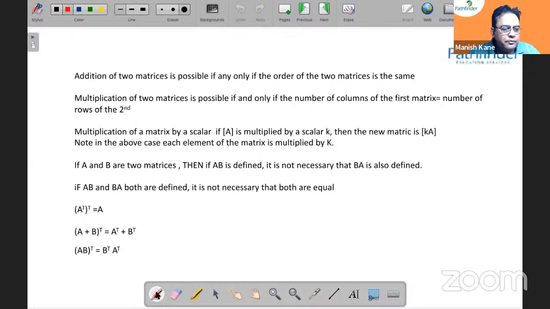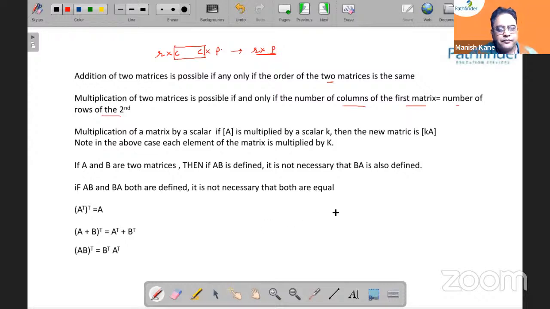Okay. Now, some more properties which you should just quickly revise. Addition of two matrices is possible if and only if the order of the two matrices is the same. Multiplication of matrices is possible if and only if the number of columns of the first matrix is equal to the number of rows of the second matrix. So if it is R by C, then the second matrix must be C by P. Only if the columns of the first matrix equal the rows of the second matrix is multiplication possible, and the resultant matrix will have R by P as the order.